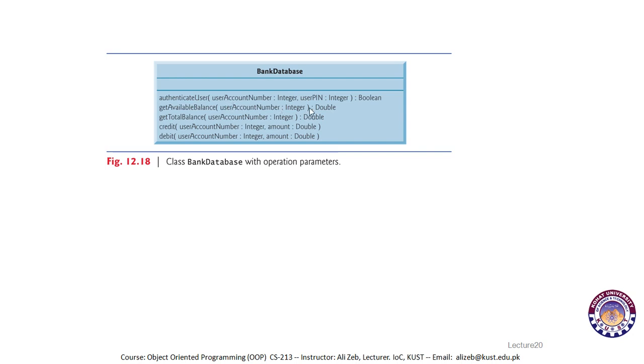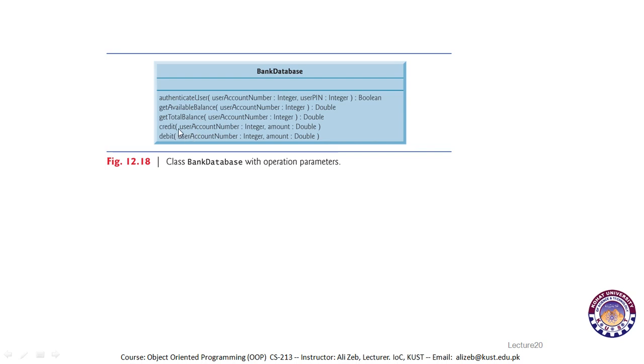So if we need to get the available balance from a particular user, once the user has been authenticated in the first case, then if we want to get the balance for that user, we need the account number for that user, and the balance will be returned in a double format. The same will be the case with the total balance.